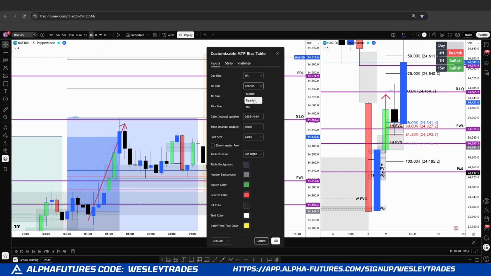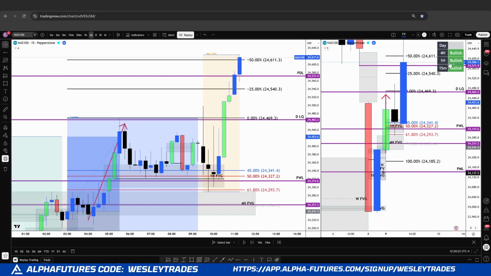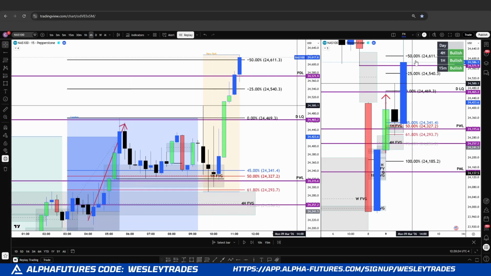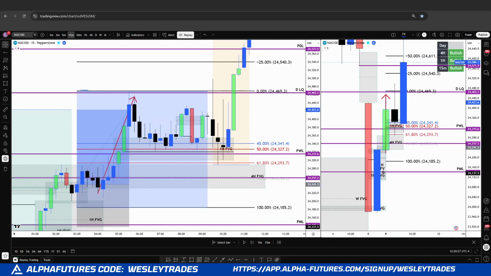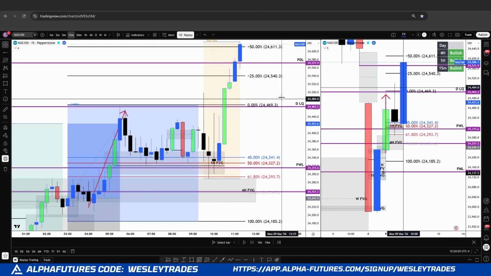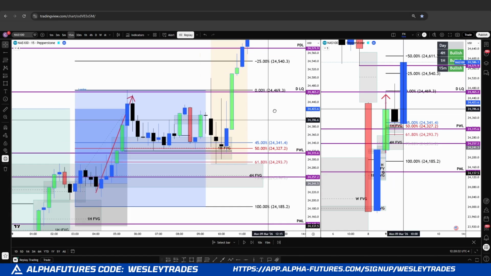This should be bullish, as you can see, because now the 1 hour and the 4 hour time frame are bullish. And what happened? Price reacted respectively. Price respected it. Absolutely insane.